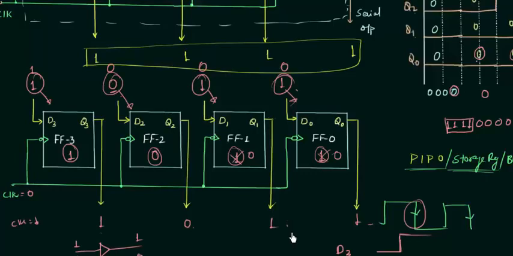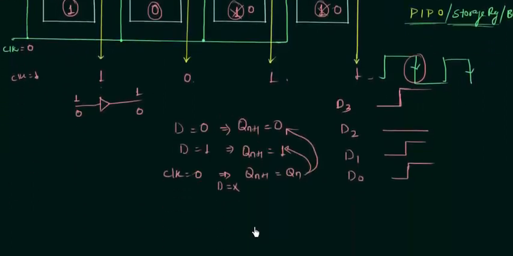And what about the storage of data? How many clock pulses do we require to store the data? It is simply 1. So we require 1 clock pulse to store the data. So definitely the storage of data is very fast as compared to the serial input parallel output and serial input serial output. In these two cases we require 4 clock pulses.